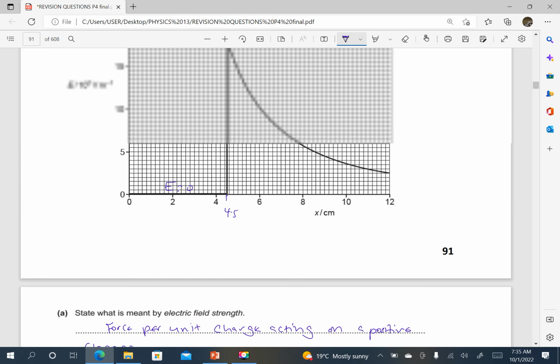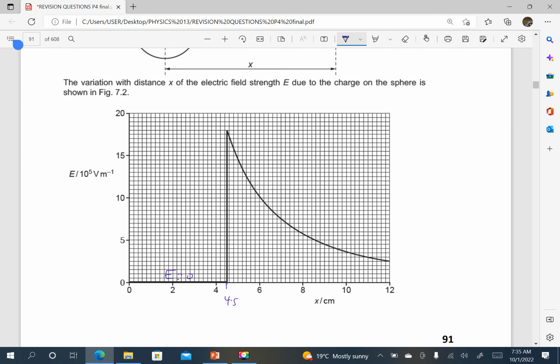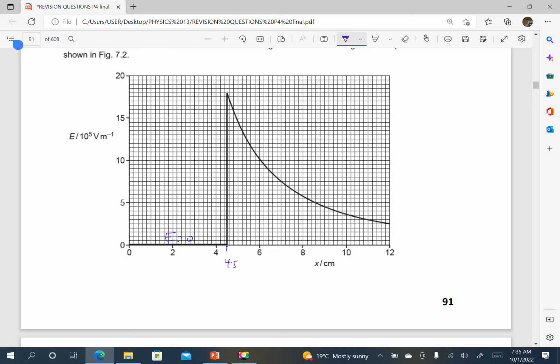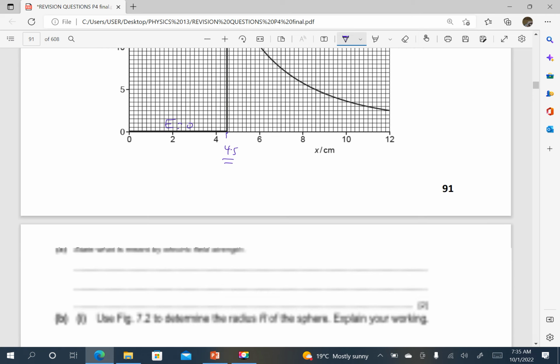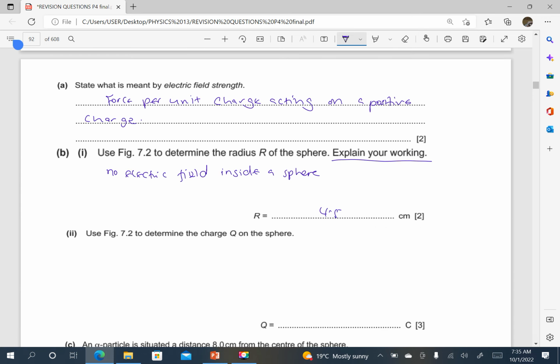When we see that there is an electric field, it means we are either on the surface or away from the conductor. Charges reside just on the surface. So there is no electric field inside the sphere. That's why you see here a horizontal line to show that inside, E is 0. And at the surface, there's an electric field which depends on the radius. That's why I'm saying the radius is 4.5 from the graph. So the answer there is 4.5.